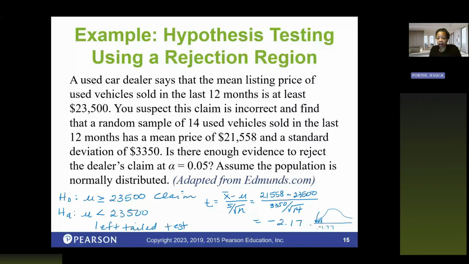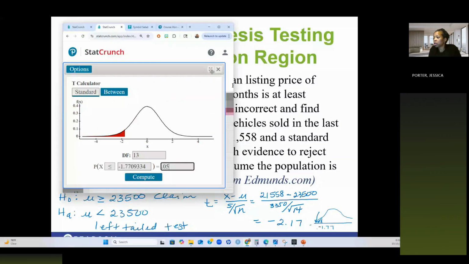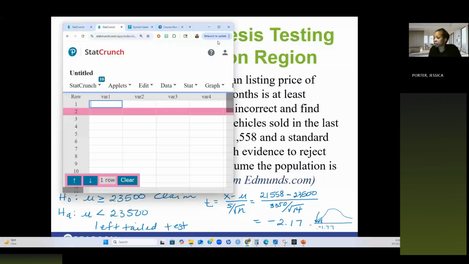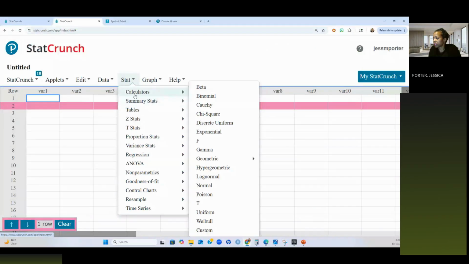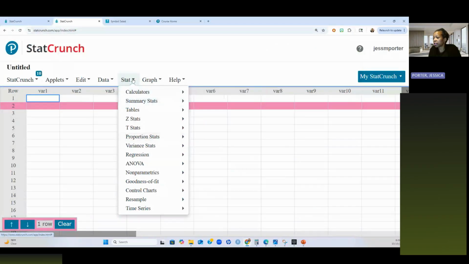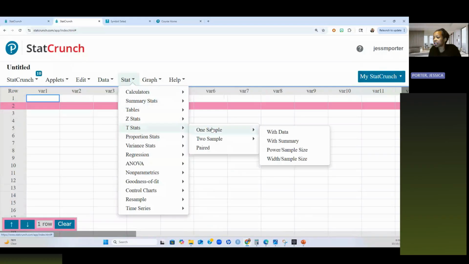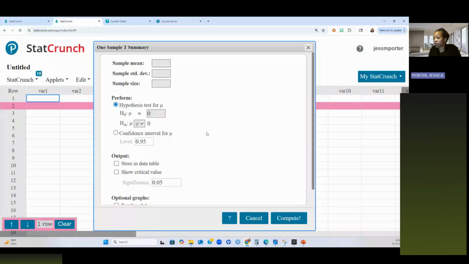Okay. Now for StatCrunch, we're going to go stat, t-stats, one sample with summary. Notice I'm in the same place that I go to calculate the confidence interval. So just keep that in mind. The confidence interval and hypothesis testing are together in the same spot. So if you know where one is, you know where the other is.